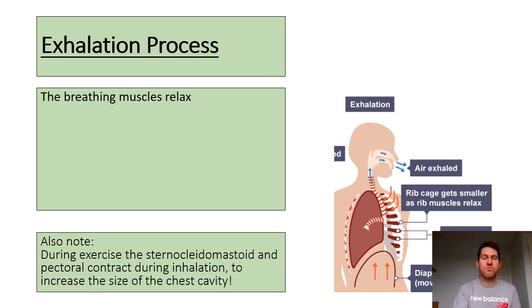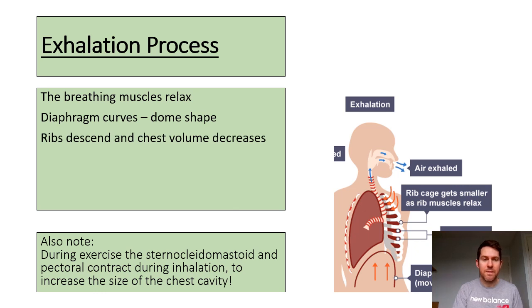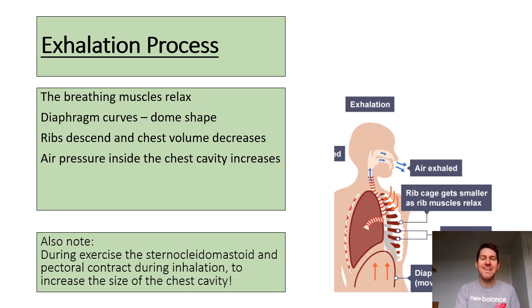So the breathing muscles now, when we breathe out, they relax. And it's important to note that the diaphragm now, as it relaxes, curves upwards back into that dome shape. So now our lungs are removing that air, they are starting to deflate, and ultimately that means the diaphragm relaxes and comes back into its dome shape. The ribs descend, and that means that the chest volume decreases. And ultimately that means that the air pressure inside the chest cavity now increases.